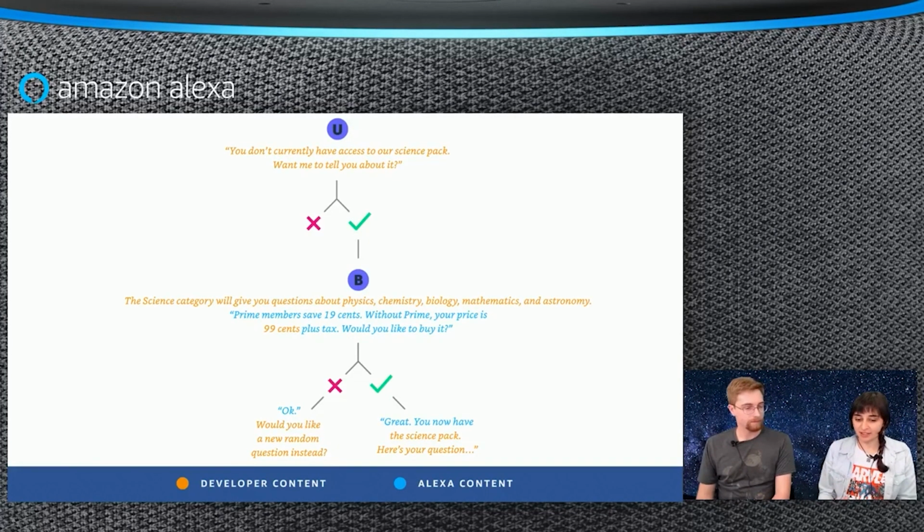What you're seeing here is some lines are in orange, some lines are in blue. The ones in orange are the ones that developers should define for whatever they are trying to sell. So what we see here is an upsell message. At some point of the game, I provide the upsell. Here it's saying, you don't currently have access to our science pack. Would you want me to tell you more about it? This is a message that I want to surface. They can say yes, and if they say yes, I provide whatever the description is. That's the part that is in orange.